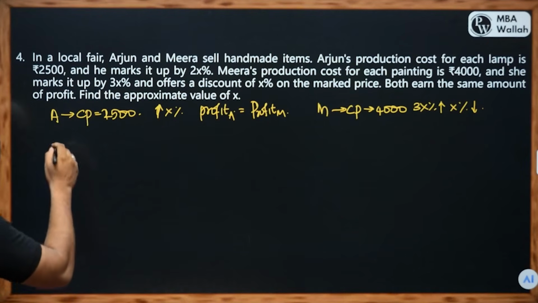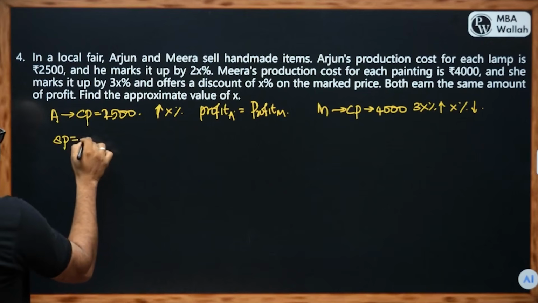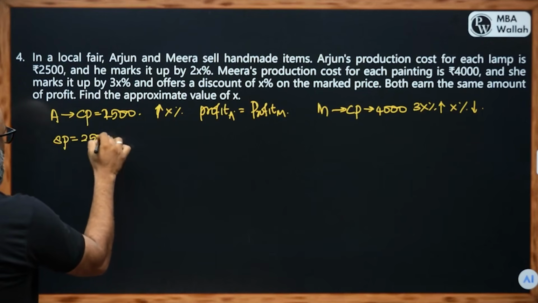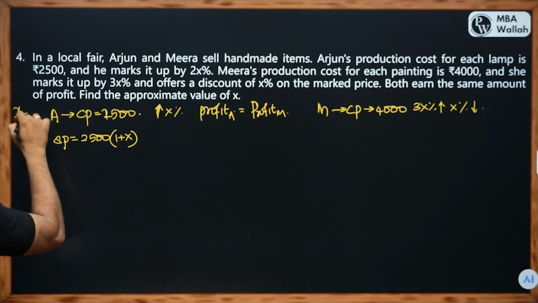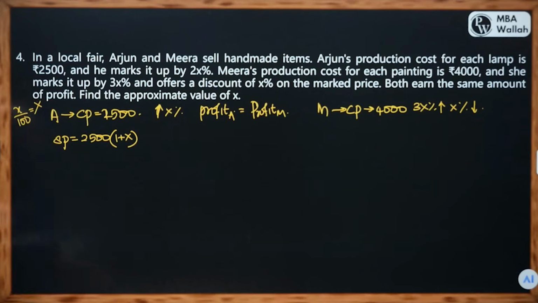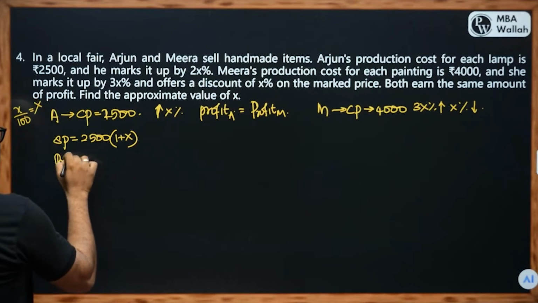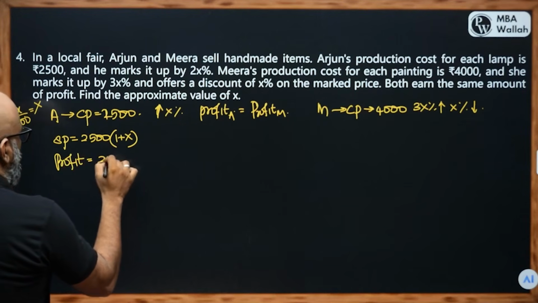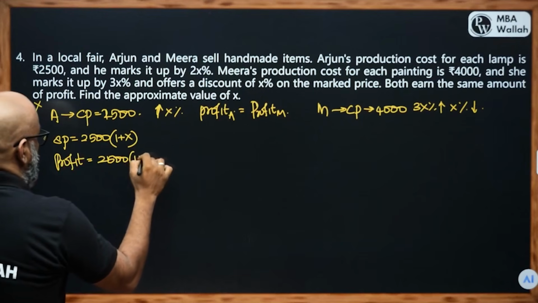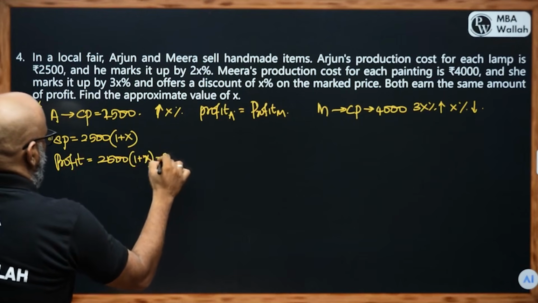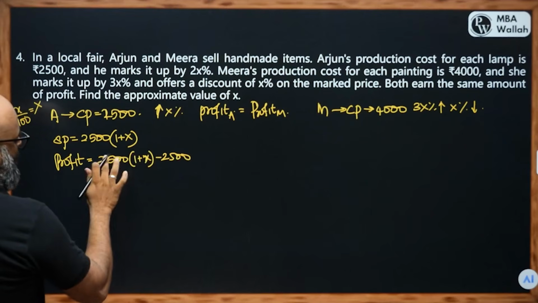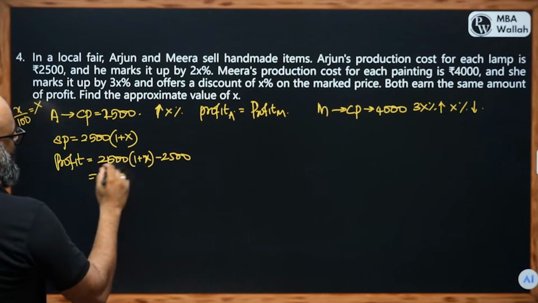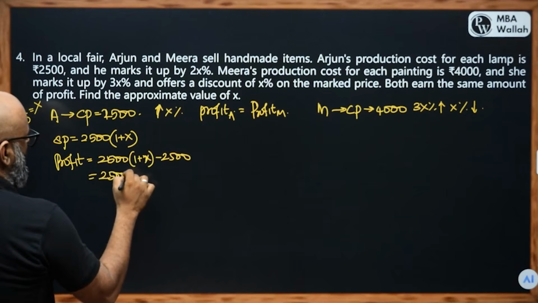First, let's find the selling price of Arjun. SP is equal to 2500 into 1 plus 2x. I'm simply writing x by 100 as x, for convenience. So profit is equal to 2500 into 1 plus 2x minus 2500. So you multiply this in, 2500 minus 2500 gets cancelled. So this will be simply 5000x.